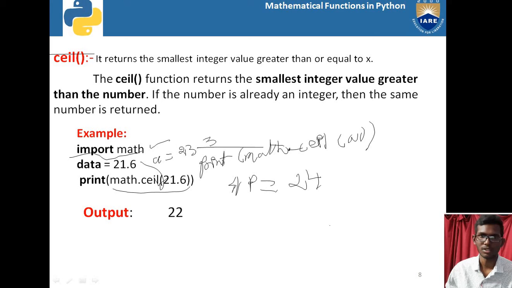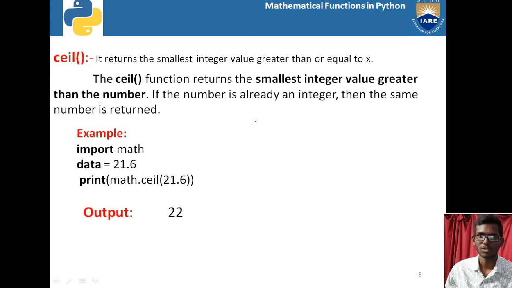Import math means importing the data from the original mathematical functions. If we give the value a equal to 23, we get the output as 23, because it is an integer number. The same number we get as output, as mentioned in the above line. If the number is already an integer, then the same number is returned. Okay, because it is an integer. Ceil is completed. Now we go to another slide.